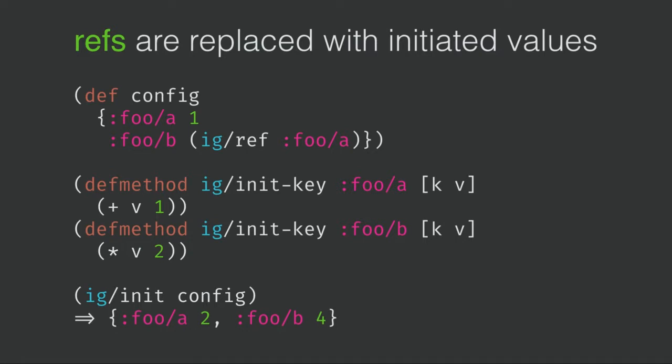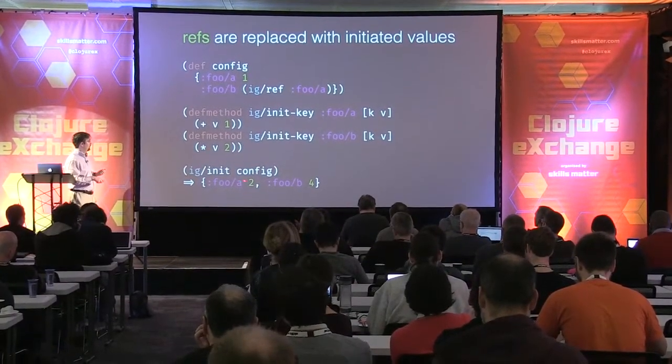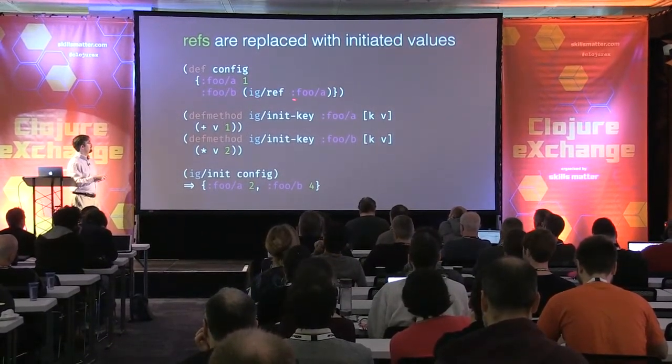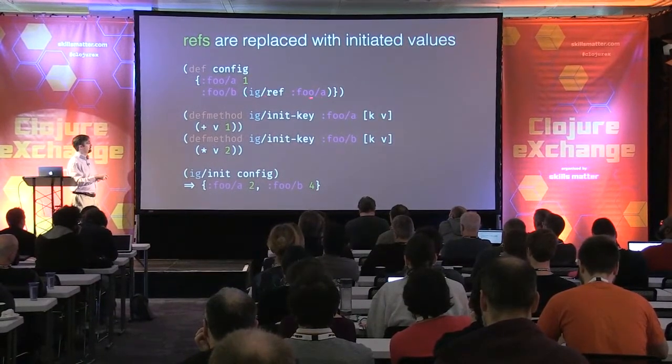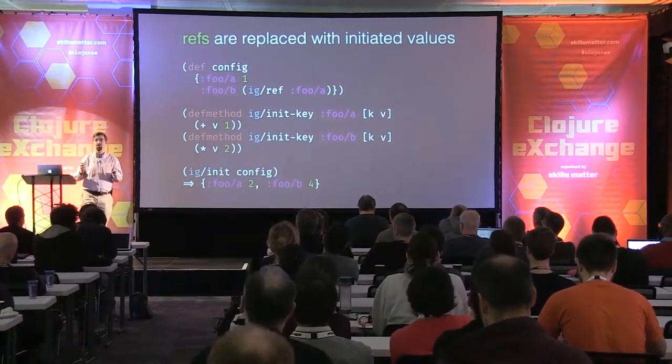And we've got 2 multi-methods, one for a, one for b. a increments the value by 1, and b doubles it. So now when we initiate the configuration, it first looks through these references and says, okay, b depends on a, so I need to initiate a first. So the first thing it does is take a, which is 1, increments it by 1, gets 2. Then this reference is replaced by the initiated value, so this becomes 2. And then we double 2 to get 4. And that's essentially all integrand does.